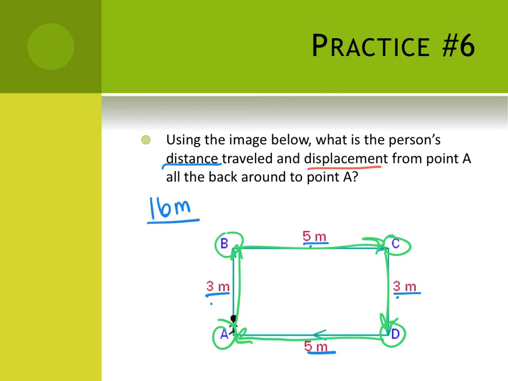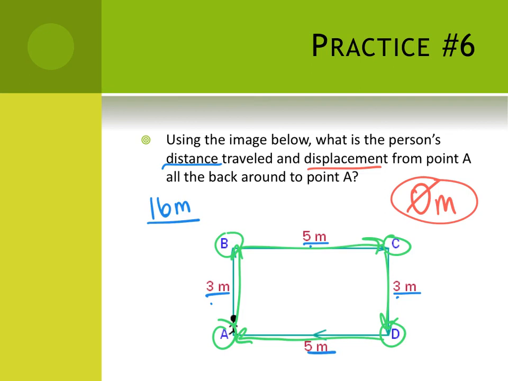Not that far. A meter's just a little bit bigger than a yardstick, so not that far. But what's my displacement? Okay, so I started at point A and I ended at point A. So did my position change? Because remember, displacement is defined as a change in position. And if I started at point A and I ended at point A, I did not have a change in position. So my displacement is going to be 0 meters.